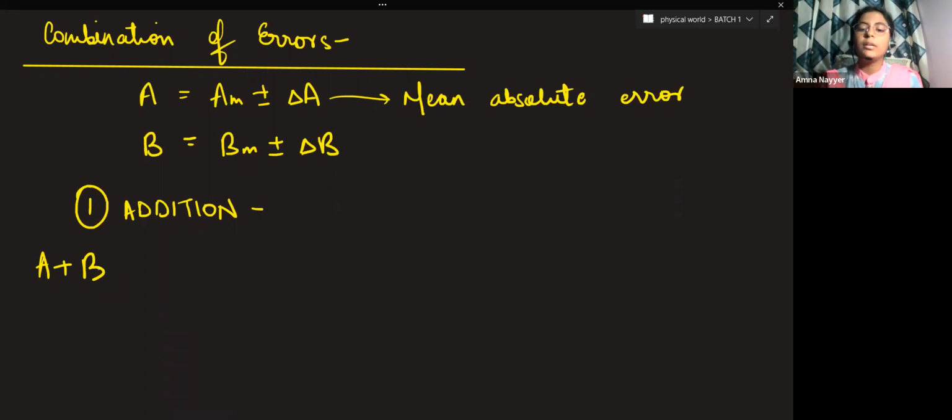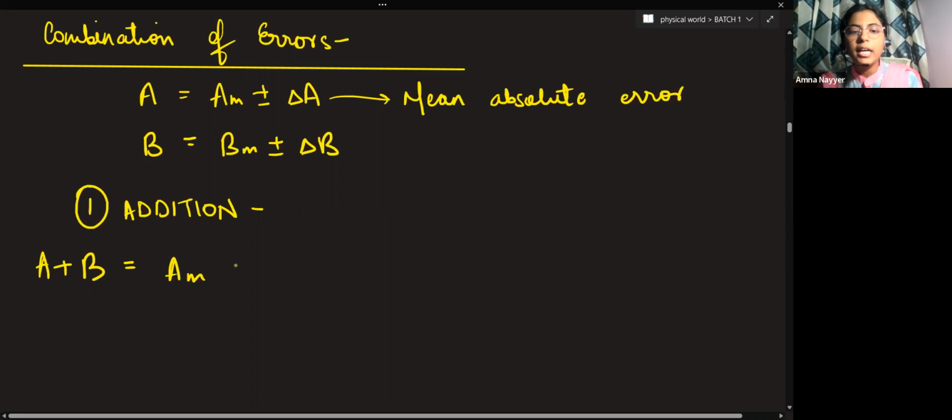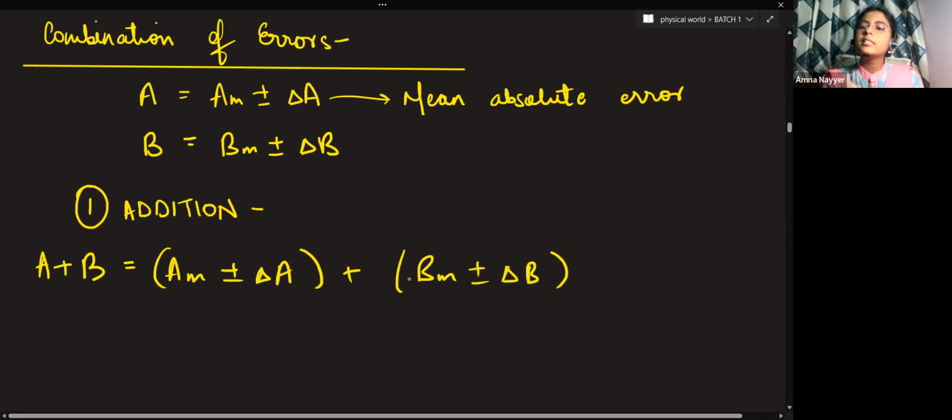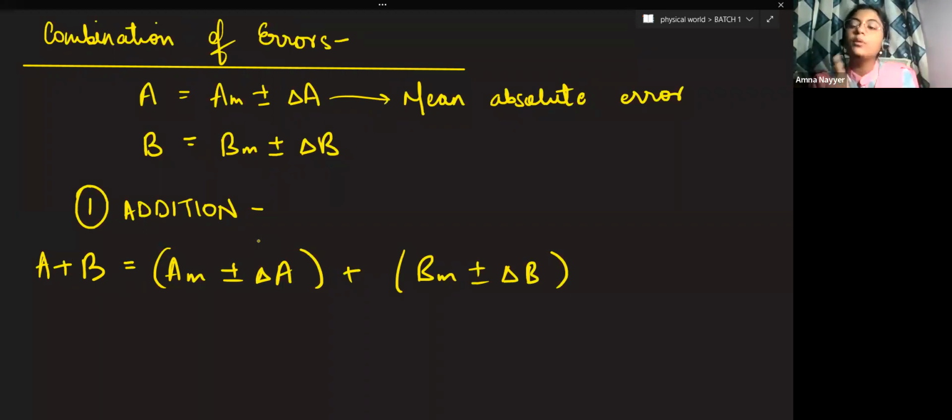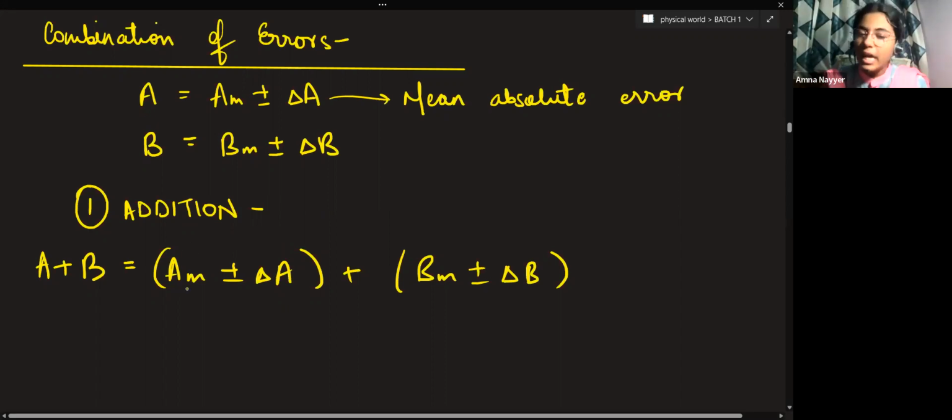So A plus B we are doing means you ultimately have to add AM plus minus delta A with BM plus minus delta B. This is what we are doing. One error getting added to the other error. Now, in this manner, how do you add? Add the like errors together. Like errors means all the mean values will get added together and all the mean absolute errors will get added together. So what is the mean value from here? AM. And what is the mean value of here? BM. So A plus B will be AM plus BM.